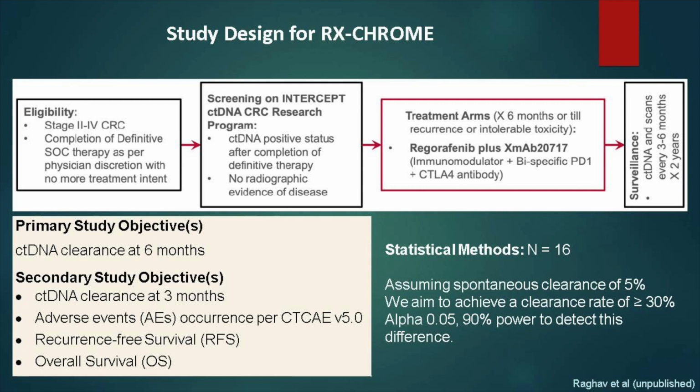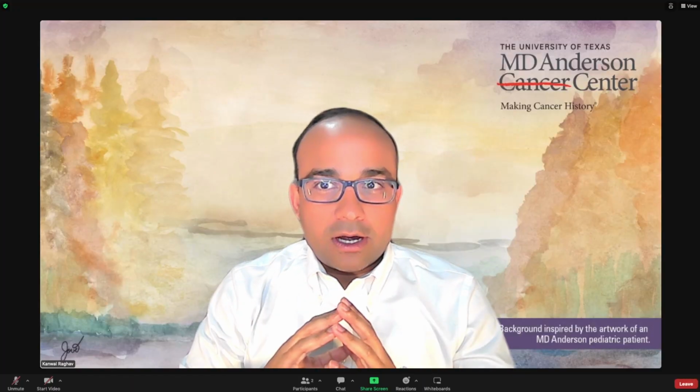The primary endpoint of this study is ctDNA clearance at 6 months. We will be enrolling about 16 patients in this study, and our hope is that we would achieve a clearance rate in about 30% of these patients, possibly more. So that is in brief our protocol, which we call RX-CROME. It is a study of regorafenib and immunotherapy agent XMAB20717 in patients with high-risk colorectal cancer for recurrence, i.e. those patients that present with molecular residual disease, no scan evidence of disease.